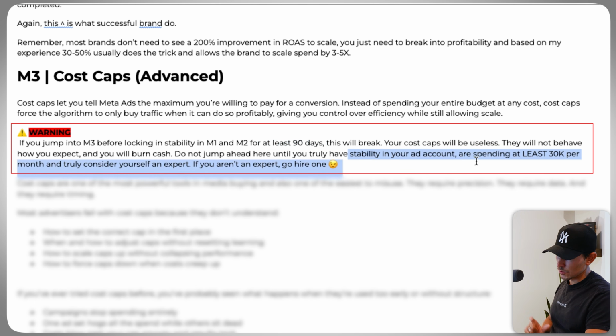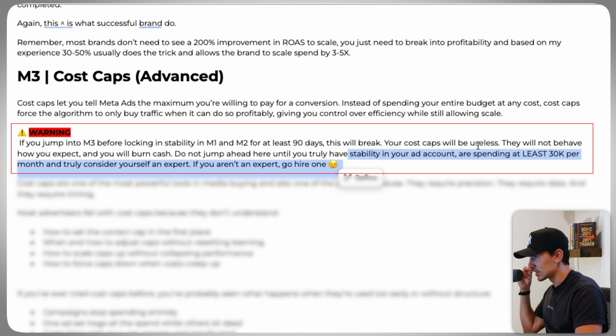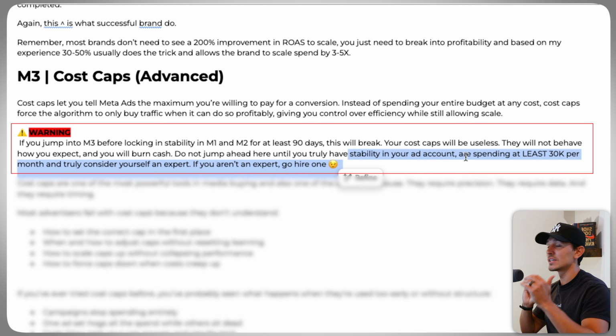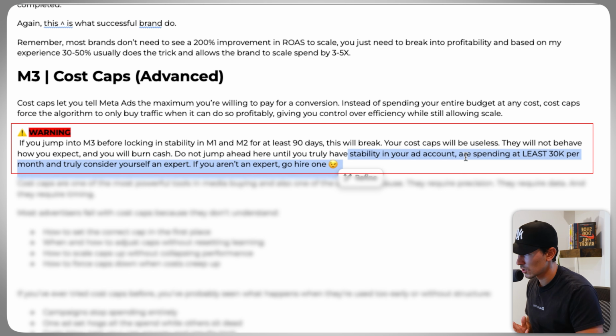So once you have true stability in your account, once you're spending at least $30,000 per month, and it really is upwards of $100,000 per month, and you truly consider yourself an expert. By the way, if you don't consider yourself an expert, or after listening to this, if you don't think your media buyer is an expert, then go down to the link in the description and go to themoonlighters.com/apply and hire one.